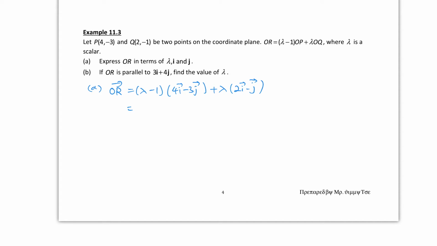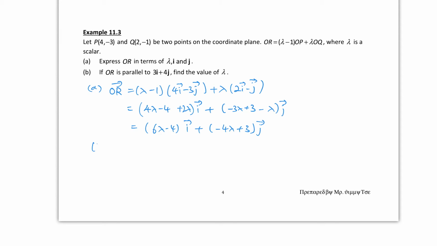So I want to group all the like terms. That means the i part is 4 lambda minus 4 plus 2 lambda. And how about j? j is negative 3 lambda plus 3 minus lambda. I take out i and j and group all the like terms together. I know this is equal to 6 lambda minus 4 i, and then negative 4 lambda plus 3 j. This is the result of part A.